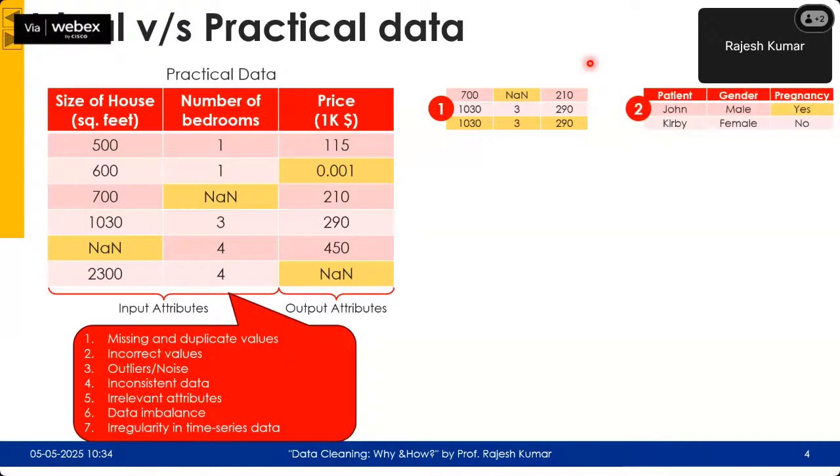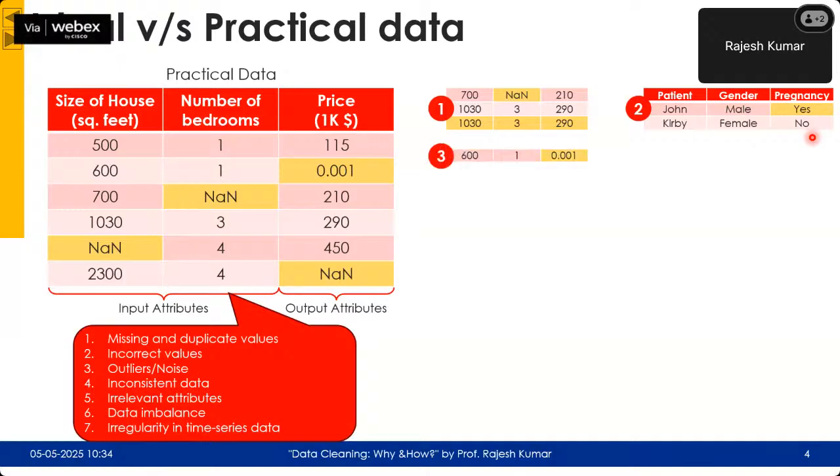The second one is incorrect data. It is done by human error or mistake, most of the time it's human error, or sometimes by ignorance of something, or maybe some error in the data fetching. For example, you can see the first data, John, gender is male, and then pregnancy result is yes. So there is a certain kind of issue.